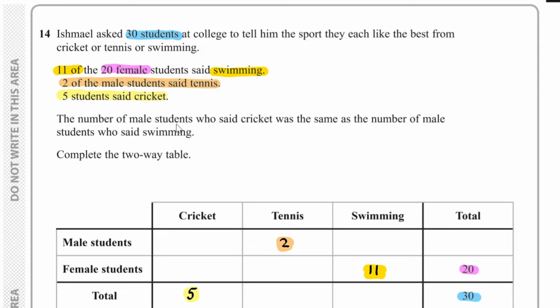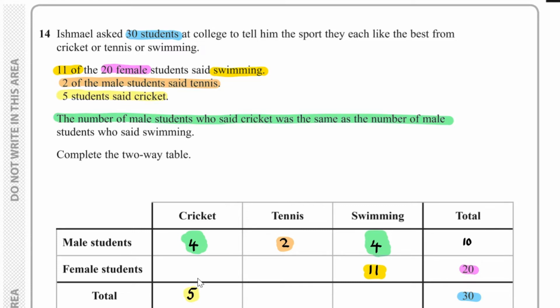And we also know that the number of male students who said cricket was the same as the number of female students who said swimming. So what this tells us over here is this number here is the same as this number here. So we can complete the two-way table by first of all finding the total number of male students. 30 take away 20, that's 10. So 2 plus something is 10. So here you can see this is 4 and this is 4. 4 plus 2 plus 4, that's 10.